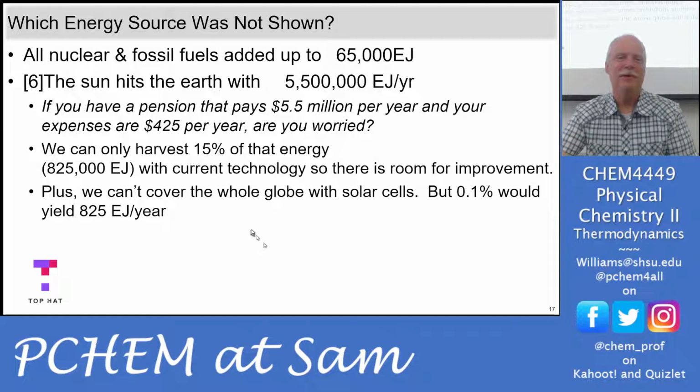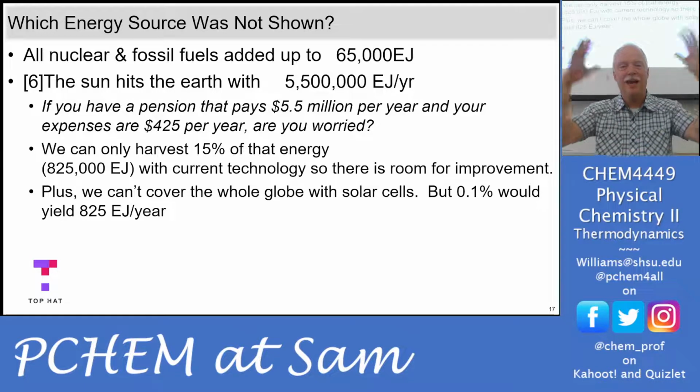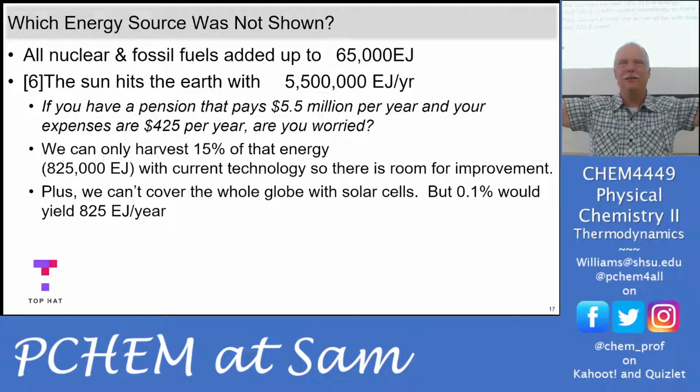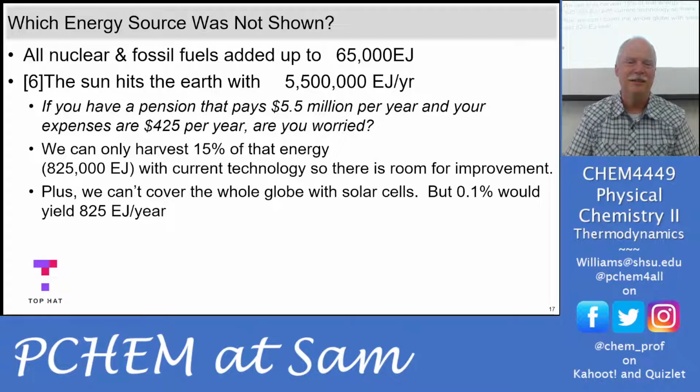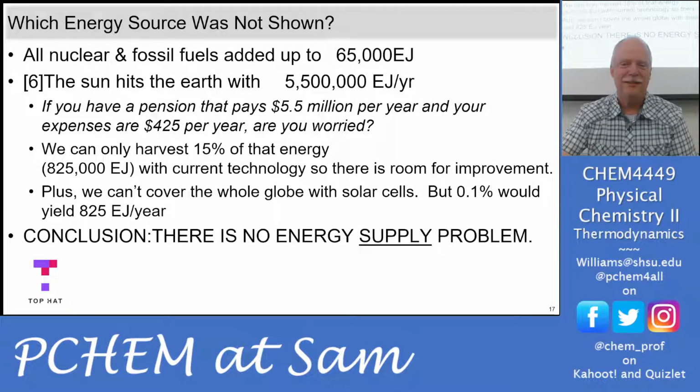But yeah, if we could harvest 15% of that energy, with current technology, so there's room for improvement, we could get 825,000. What are solar panels? Current technology, 15%. If we could get 15% of the whole globe, which we're not going to do. So it's pretty interesting. So conclusion: there is no energy supply problem. There's just not.